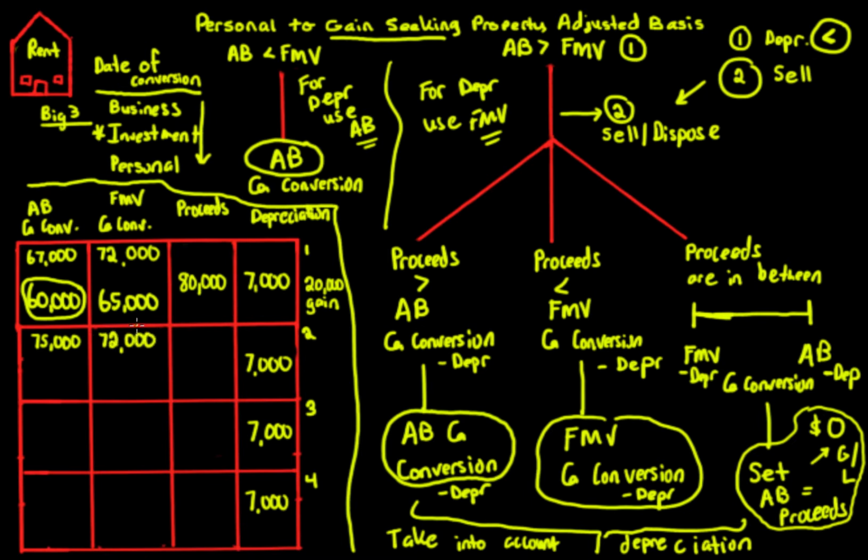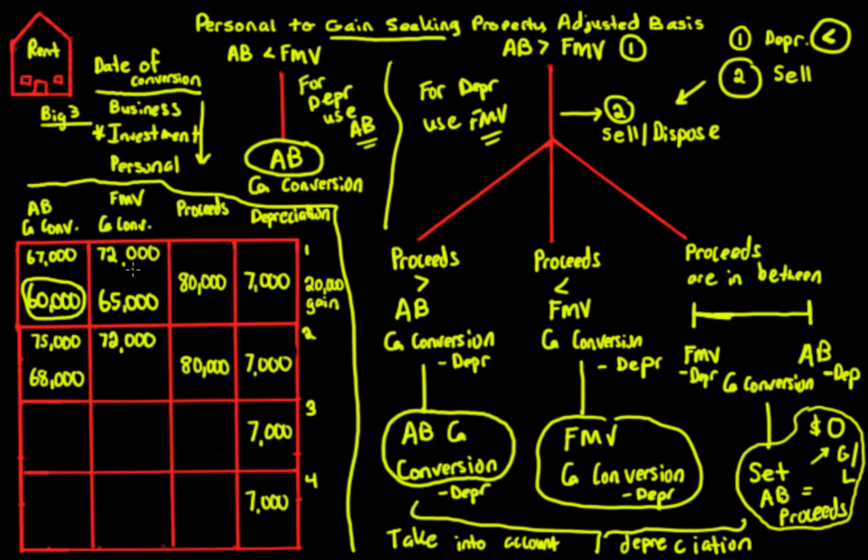Okay? And the proceeds stay at $80,000. So again, the first thing I always do when I look at this is subtract away depreciation, because if you're going to be over here, it's important. And again, it doesn't make a difference if you're over here. So 75,000 minus 7,000 equals 68,000. So taking into account depreciation, the adjusted basis is after conversion minus depreciation, 68,000.